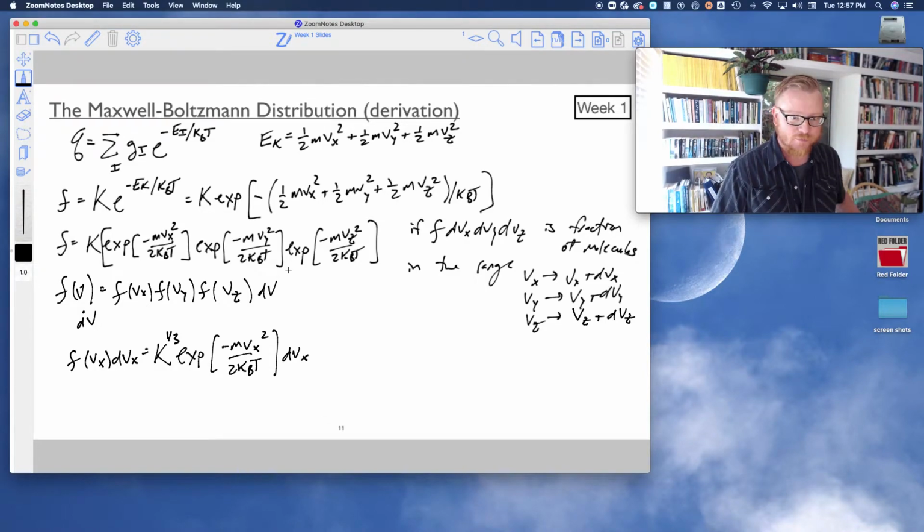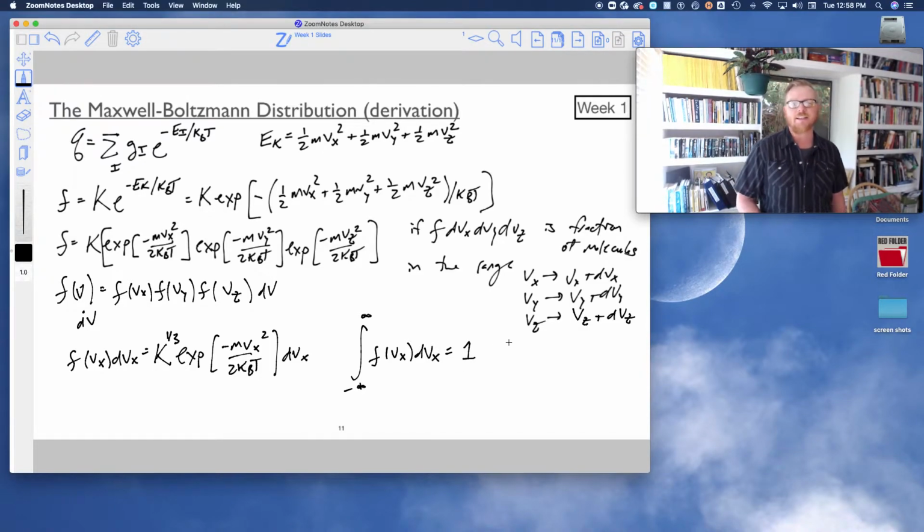I'm also going to note that the integral from negative infinity to infinity of this function f of v_x dv_x will equal 1. All that's saying is that from negative infinity to infinity, there's a 100% chance that we'll find that particle somewhere. So that's what this means. What we've done is normalized this function to 1.